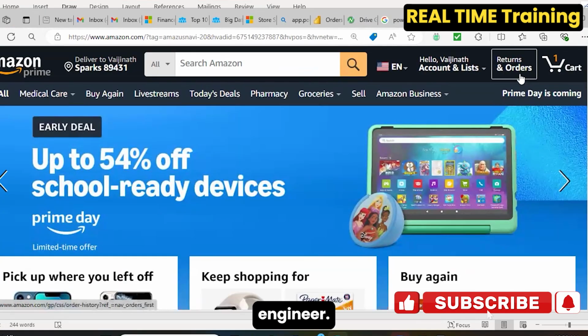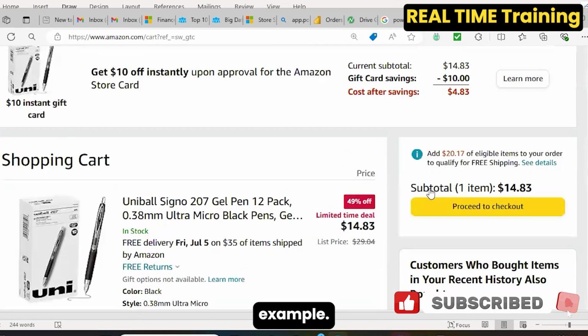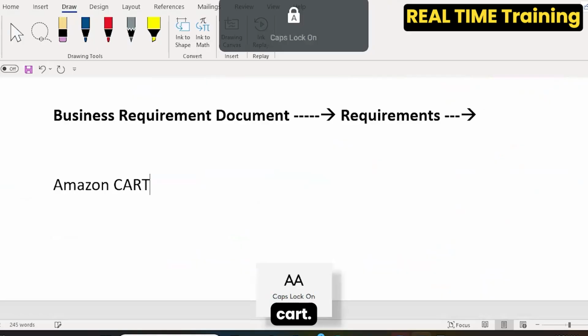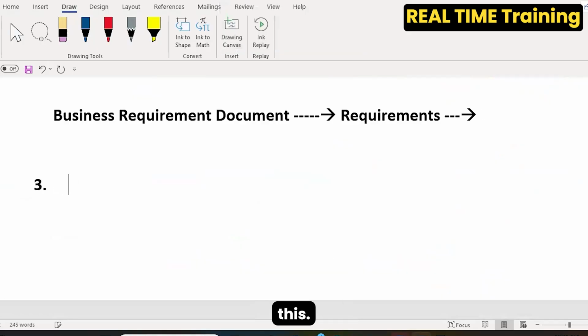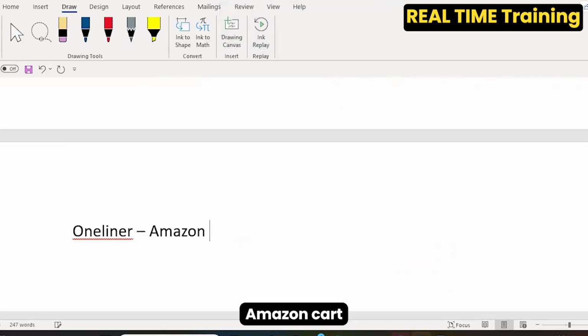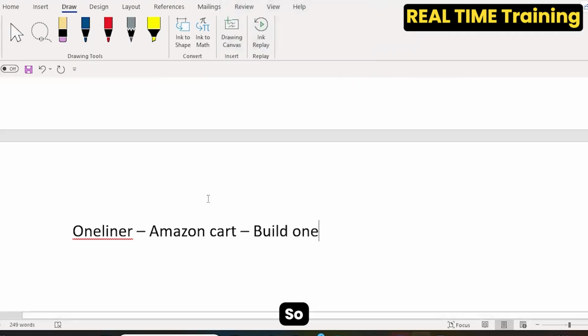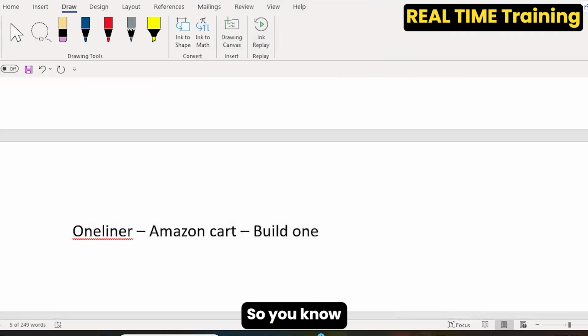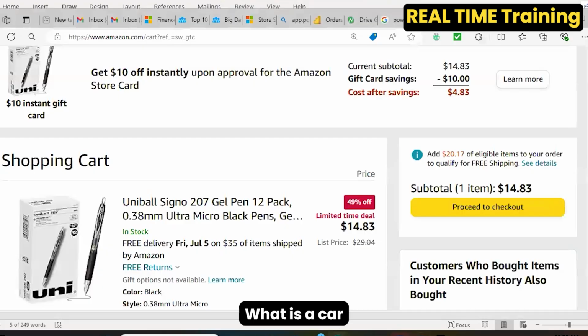Let's reverse engineer. Now let's take this example. Think of it as the one-liner is going to be Amazon cart. Again, we are reverse engineering this. So one-liner: Amazon cart, build one. This is all you have. You know that you have to build an Amazon cart. So you know what it's doing. You know they'll have to, what is a cart?